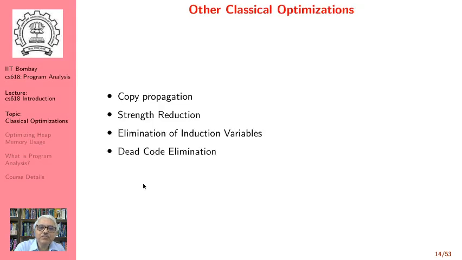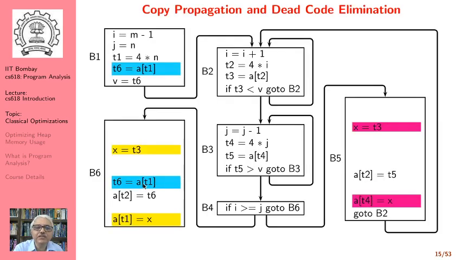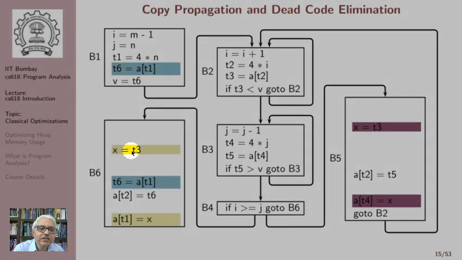So that completes another optimization, and then we quickly look at other optimizations: copy propagation, strength reduction, elimination of induction variable, and dead code elimination. Here we have x is equal to T3, which means that x is a copy of T3. When we use x, we can safely replace this x by T3 because there is no assignment to T3 in between. Similarly, we have x is a copy of T3 here, and this x can be replaced by T3.